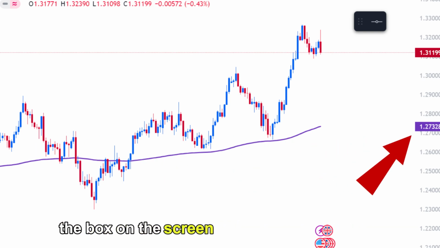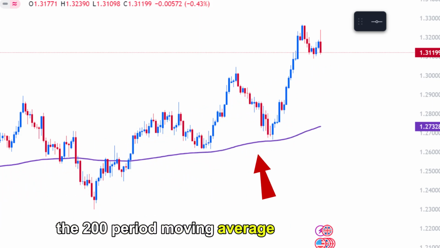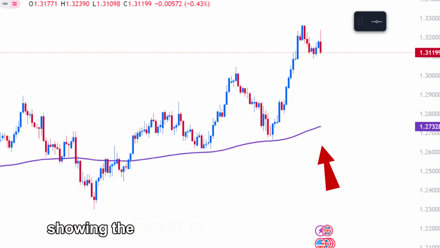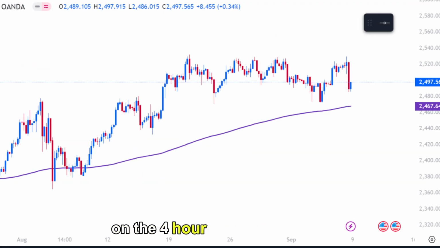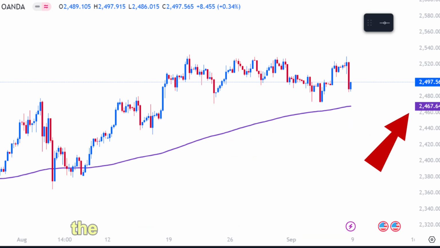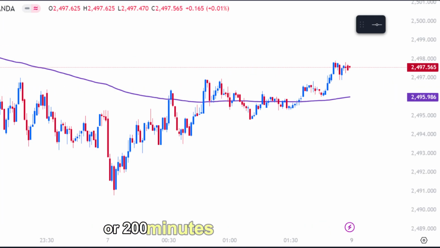The box on the screen represents 200 candles, from the most recent one to 200 candles back. The 200-period moving average is simply a line on the chart showing the average closing price of the last 200 candles. For example, on the 4-hour chart of the gold, the average price of the last 200 candles is this. The period just tells us how many candles the moving average is based on, whether it's 200 days on a daily chart or 200 minutes on a minute chart.